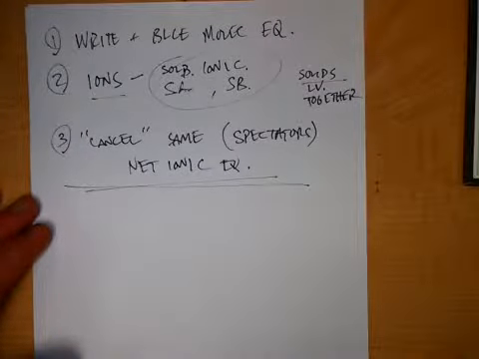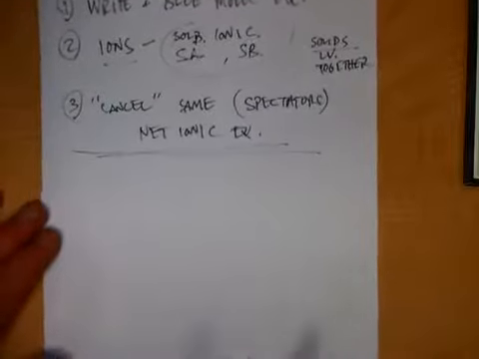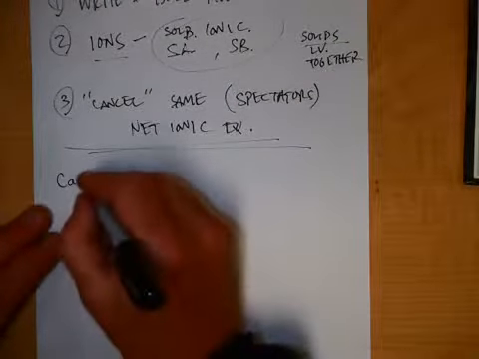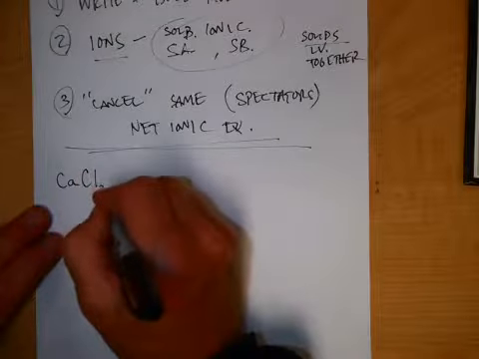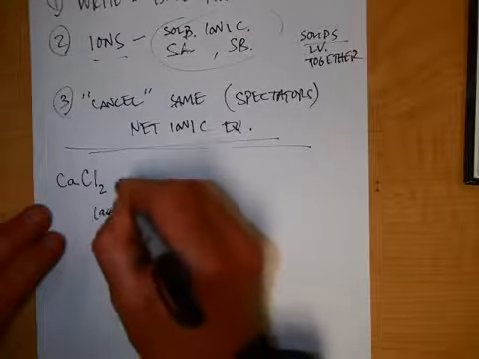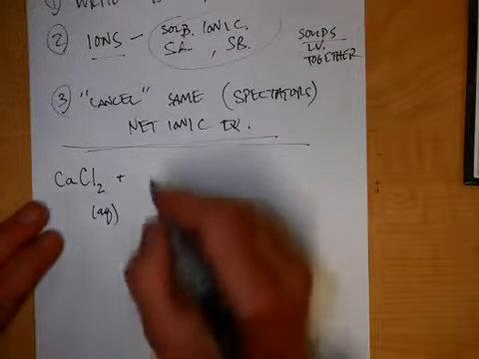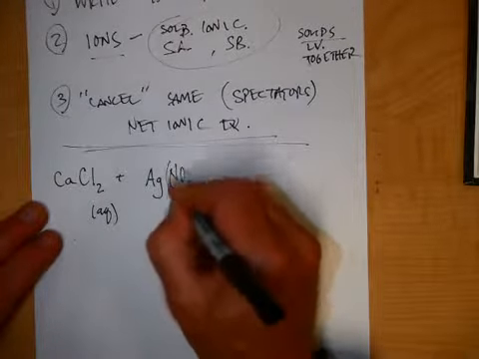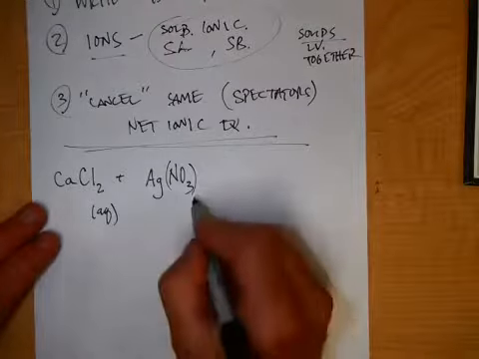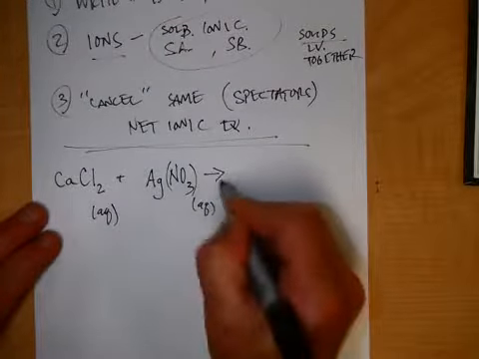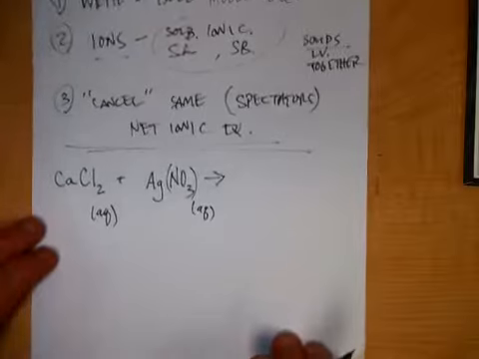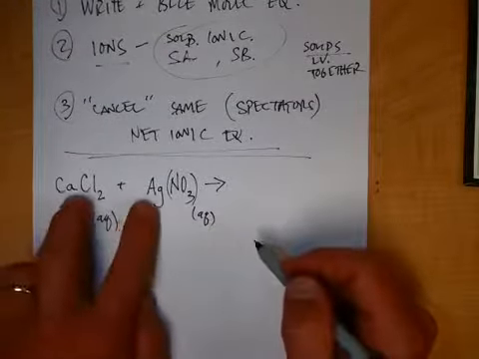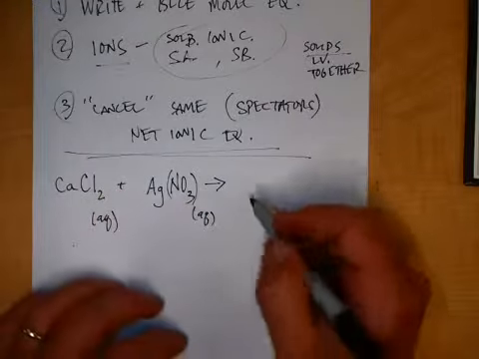So, one more example of this. Let's take a look at a reaction of calcium chloride, aqueous solution. And let's look at silver nitrate, aqueous solution. Once again, it is a metathesis or a swap the cations reaction. Take the calcium and the silver and switch them.